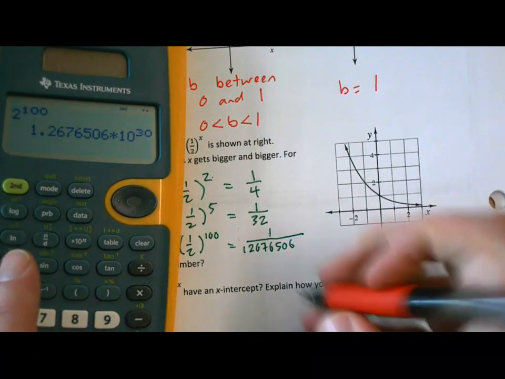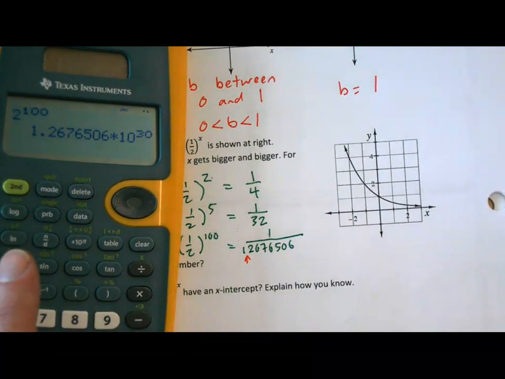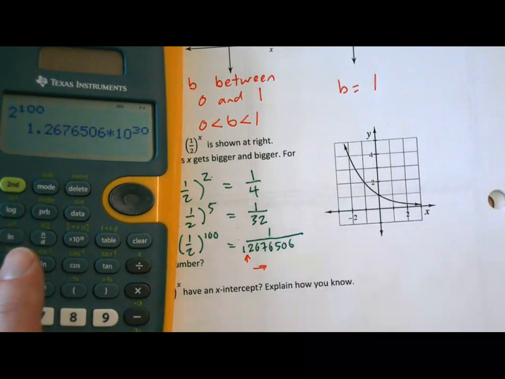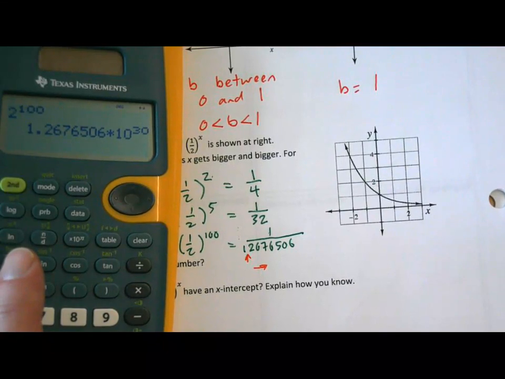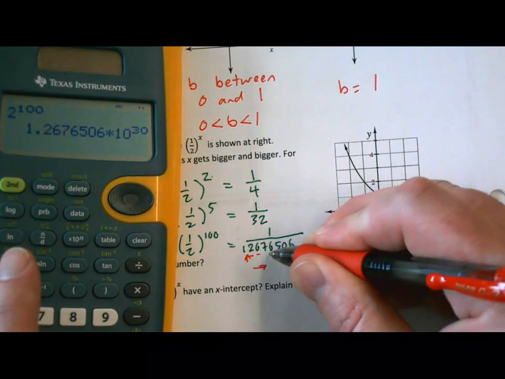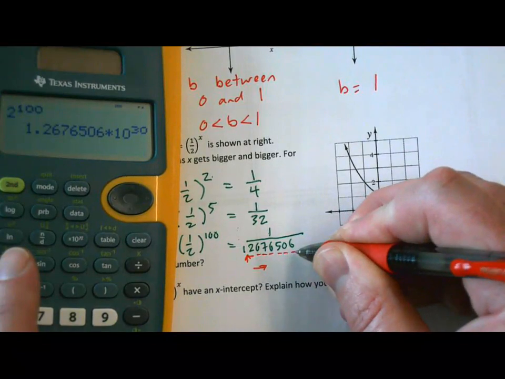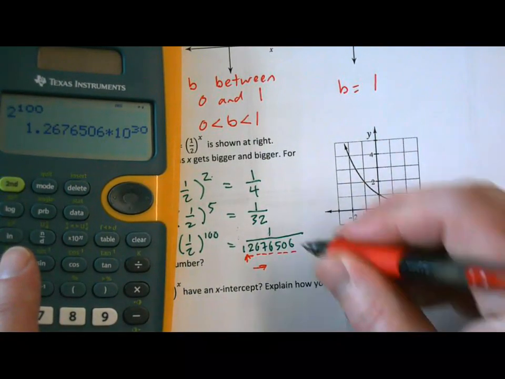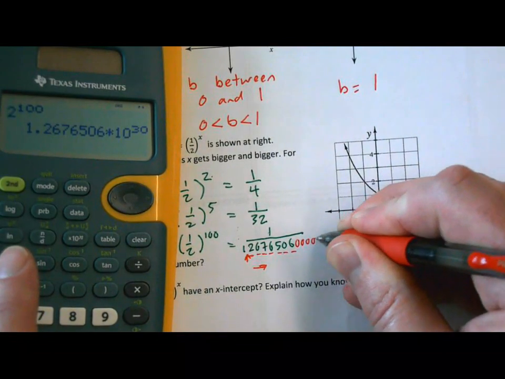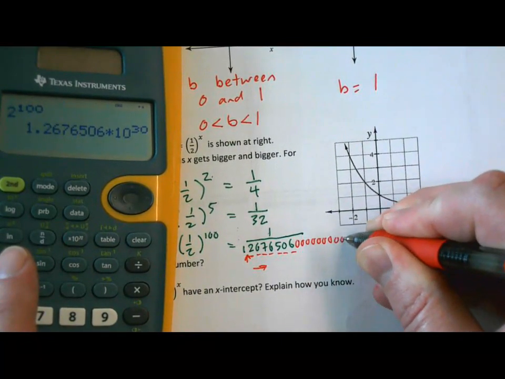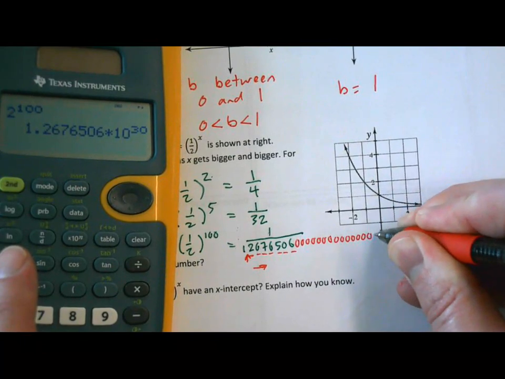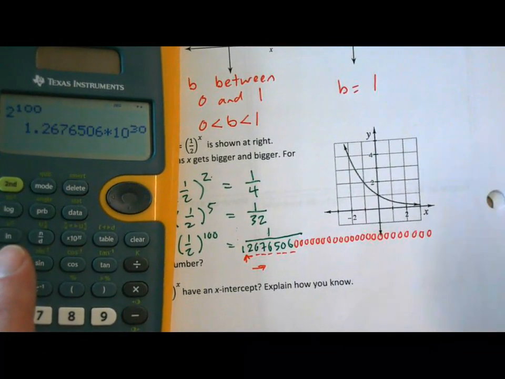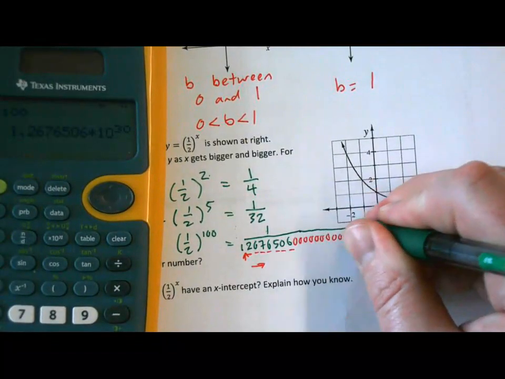And our decimal used to be right here after the 1, correct? We need to move our decimal this way, and we need to do it 30 times. So 1, 2, 3, 4, 5, 6, 7 gets us to the end of this. I need 23 more times, so I'm going to need 23 zeros after this. 1, 2, 3, 4, 5, 6, 7, 8, 9, 10, 11, 12, 13, 14, 15, 16, 17, 18, 19, 20, 21, 22, 23. That's what that number is.